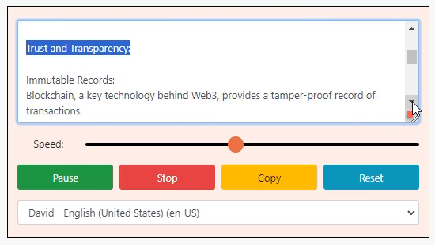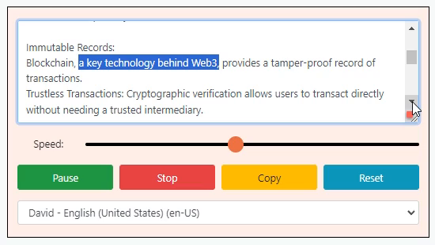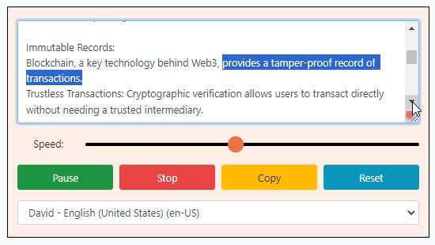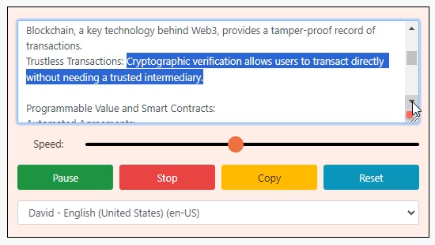Trust and transparency. Immutable records. Blockchain, a key technology behind Web3, provides a tamper-proof record of transactions. Trustless transactions. Cryptographic verification allows users to transact directly without needing a trusted intermediary.